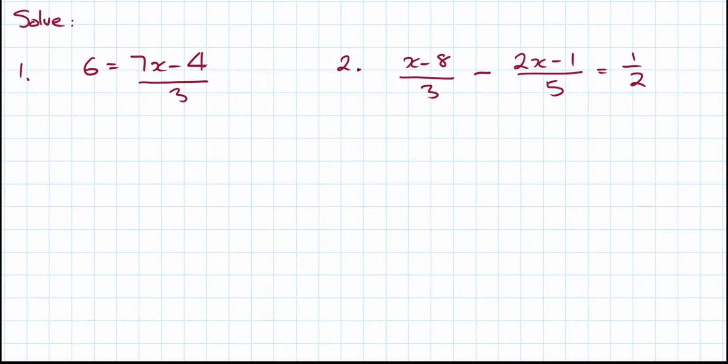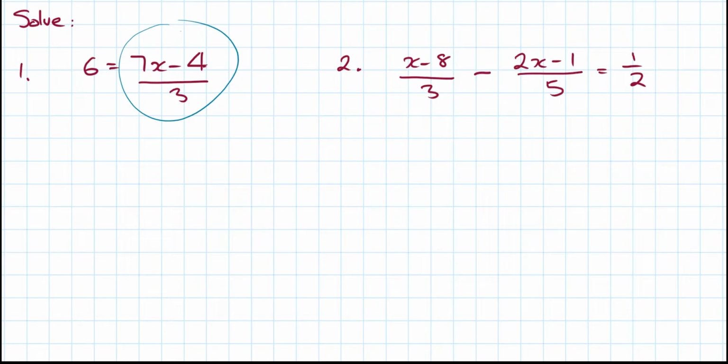Asked to solve equations like these, we need to realize that we've got some algebraic fractions and we want to deal with the fraction part of these types of equations before we start to solve them. So in number 1 we've got 6 equals 7x minus 4 over 3. So this part here is a fractional part. In order to deal with that, this is divide by 3, so if we multiply that side by 3, that will get rid of the fraction part.